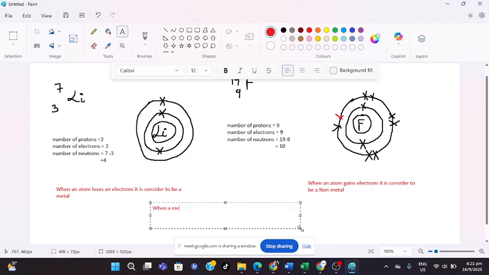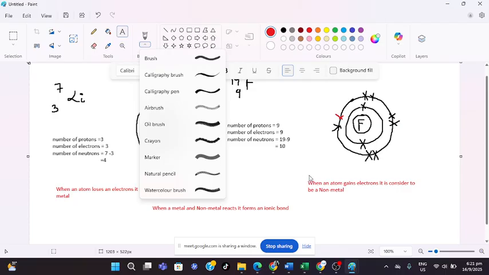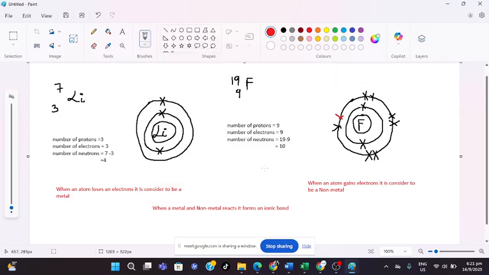So we're going to talk about it. When a metal and a non-metal react, they form an ionic bond. What in the world is that? Alright, so I'm going to send this to you on WhatsApp, and we're going to take it from there. Sorry for the suspense. Hope it was worth it. So this is what an ionic bond will look like.